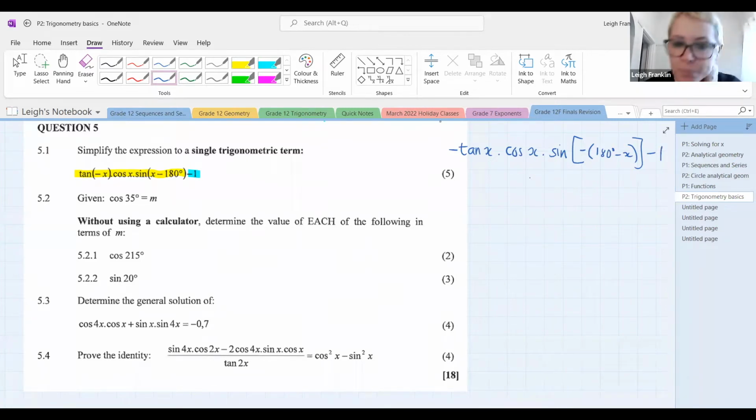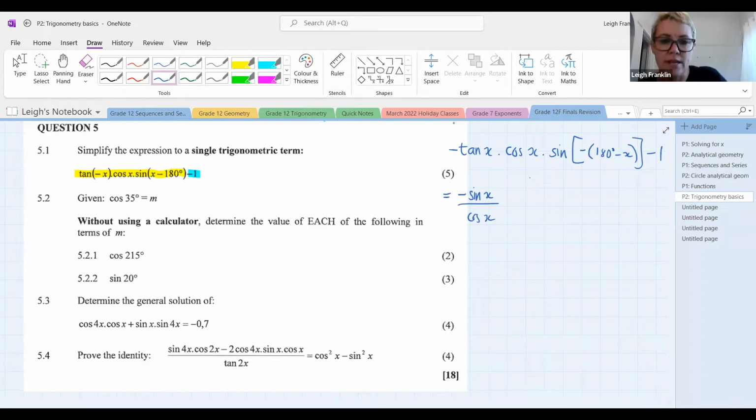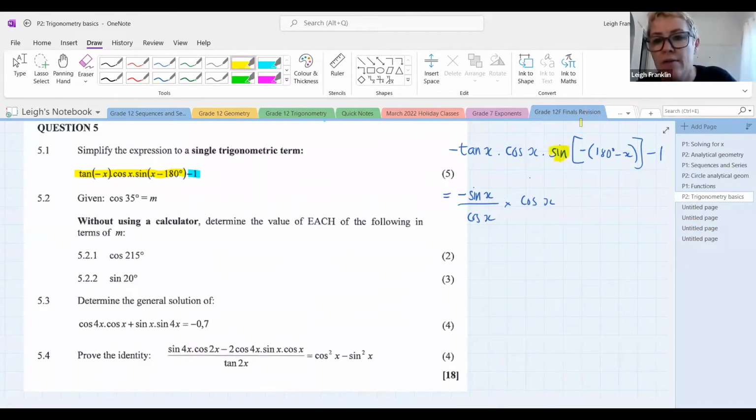So a little bit more manipulating to be done. The minute we see tan x, tan x must be written as sine over cos. Okay, so sine x over cos x. So in this case, we would write it as minus sine x over cos x. There we go. All right, and now we could multiply it with that other cos x that we see there. And now we have to reduce this guy.